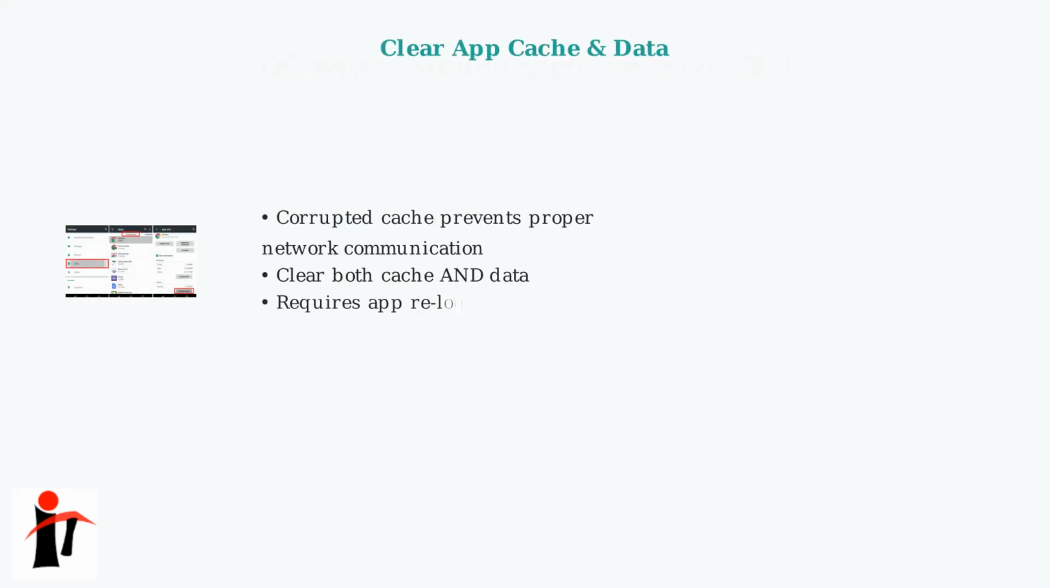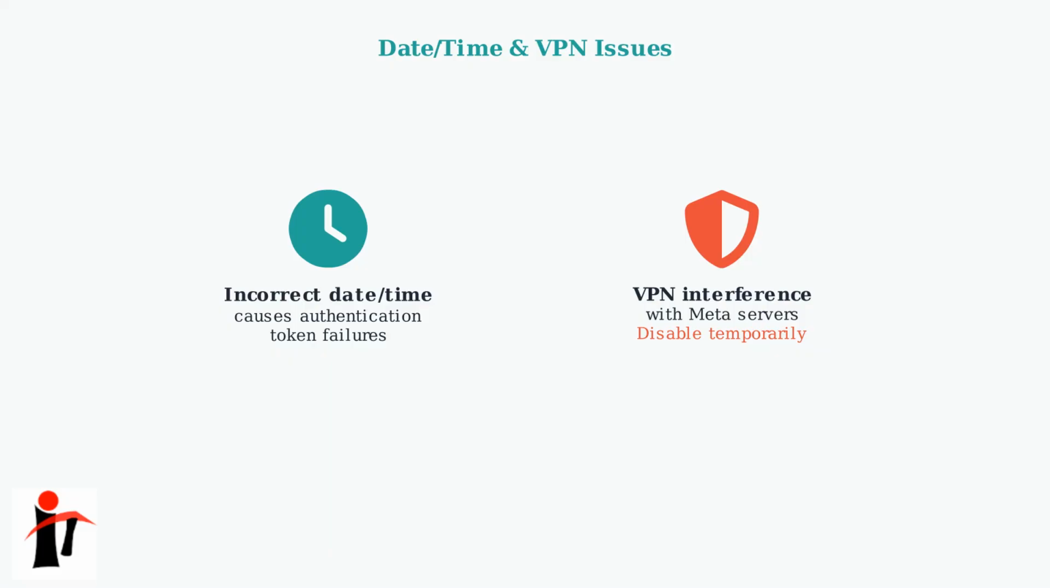The first advanced step is clearing the app's cache and data. Corrupted cached data is one of the most common causes of persistent network errors, even when your internet connection is stable. Incorrect date and time settings can cause authentication failures that appear as network errors. Additionally, VPN connections can interfere with Meta's server authentication, creating false network error messages.